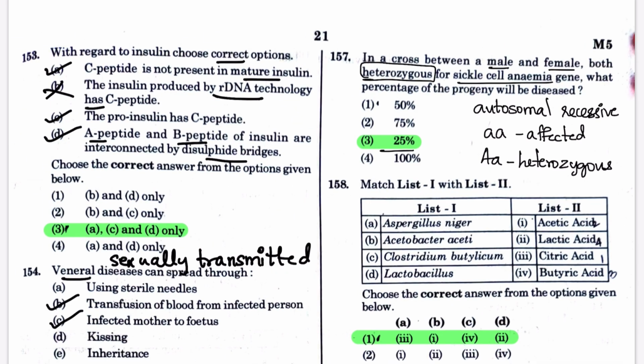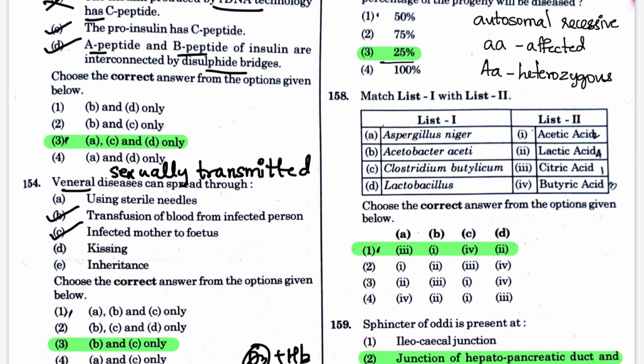Okay, right. So 158, they are asking you again match list 1 and 2. So it's an easy question, right? Aspergillus niger is responsible for producing citric acid, and with that name only you can answer. Acetic is there, so acetic acid, butylicum, butyric acid, lactobacillus, lactic acid. Okay, so the answer is 1.